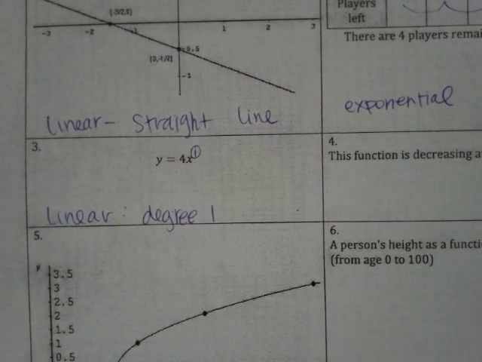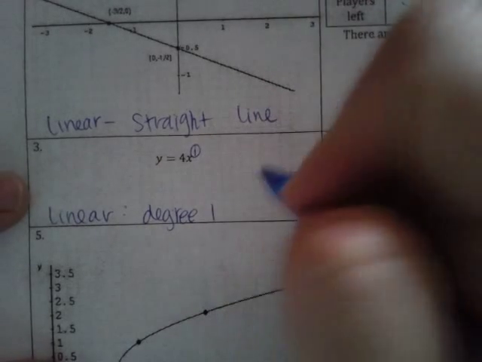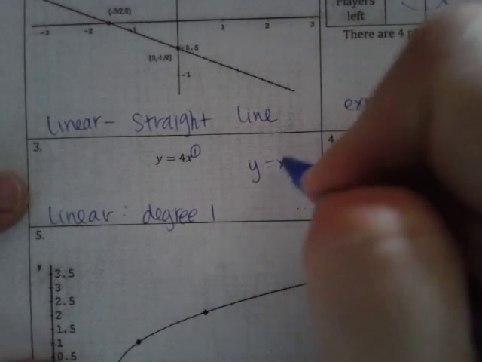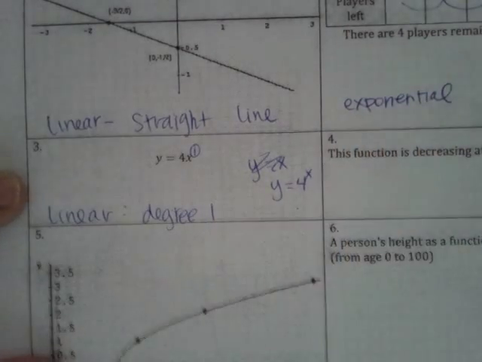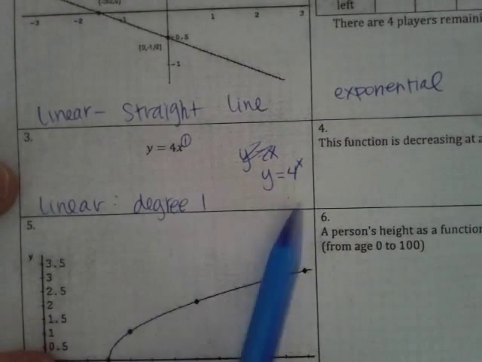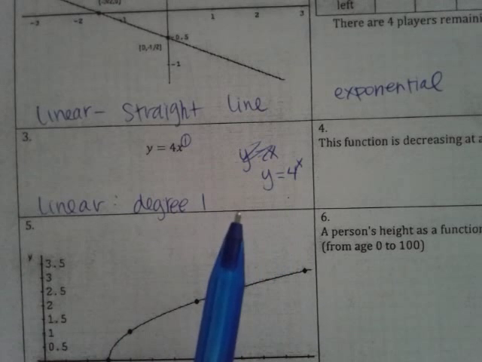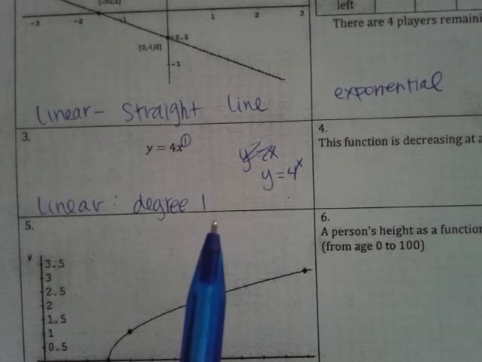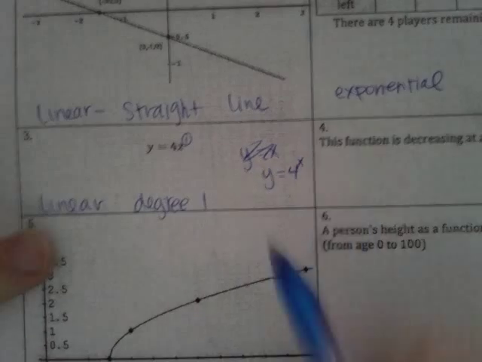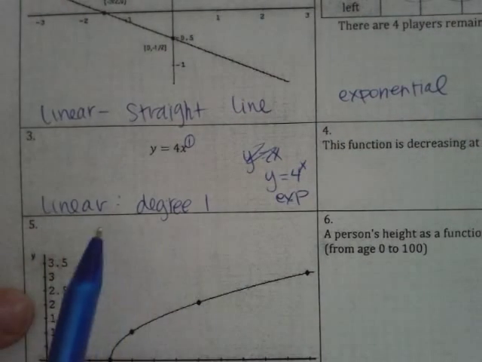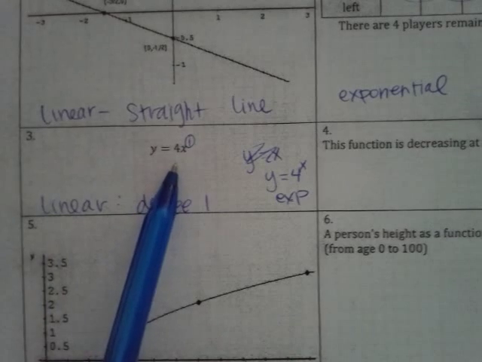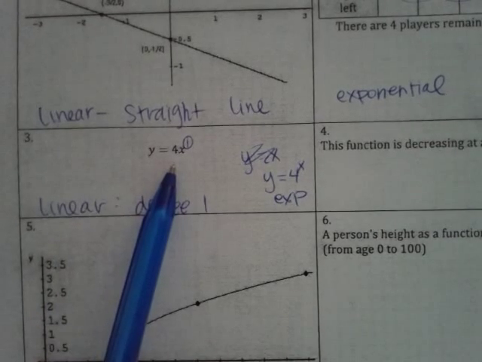So if the equation looked like 4 to the x power, do you see the difference between the 2? This one, the degree, there isn't one because it's x as the exponent, so this one would be exponential. This one, just 4x, that's a line. The slope's 4, the intercept's 0, just a line.